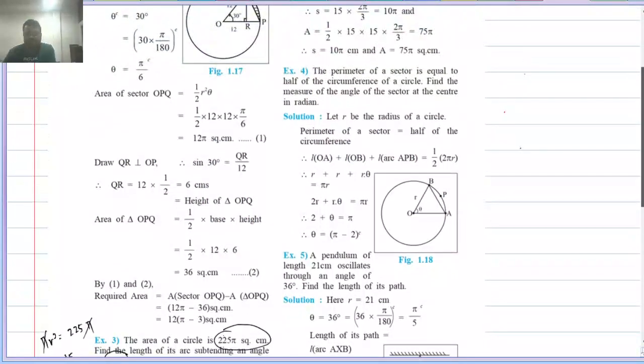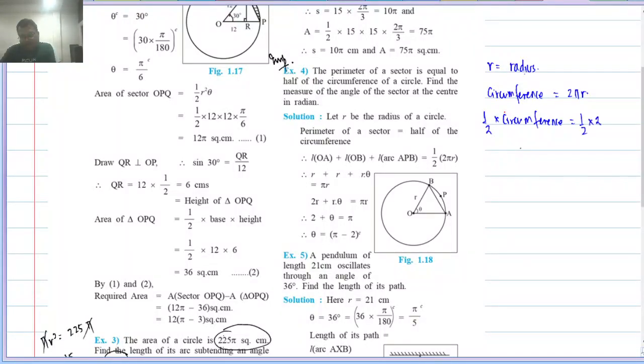Okay. Next, important question. Example 4. The perimeter of a sector is equal to half of the circumference of the circle. So suppose the radius is r. What is the circumference? 2 pi r. What is half of the circumference? It is half into 2 pi r, which is pi r.